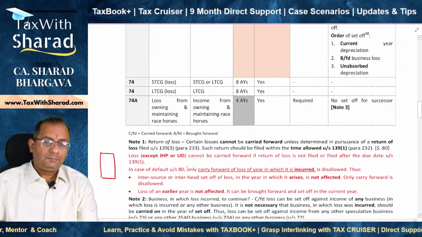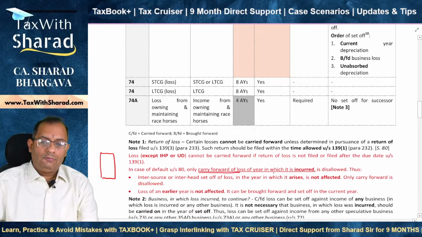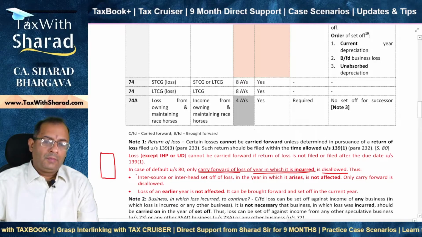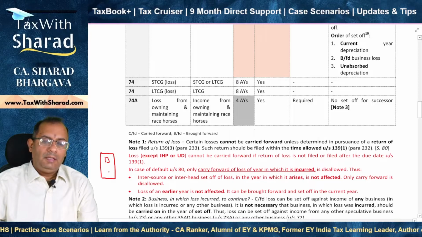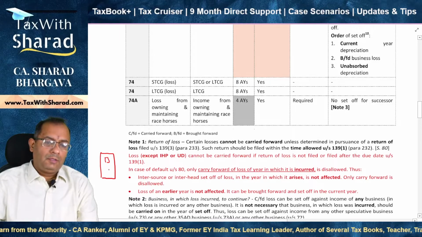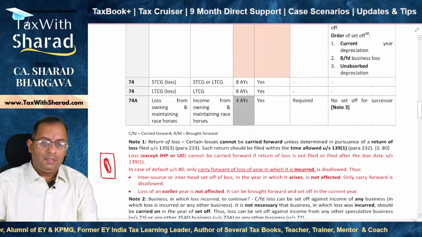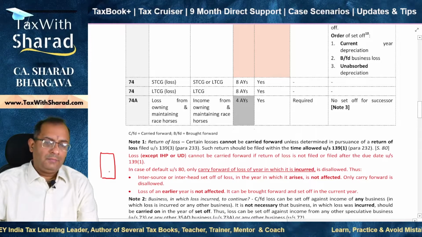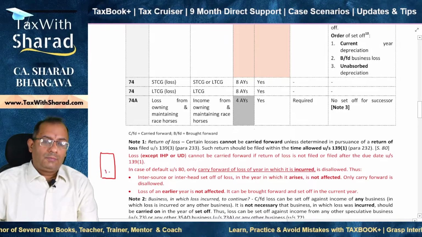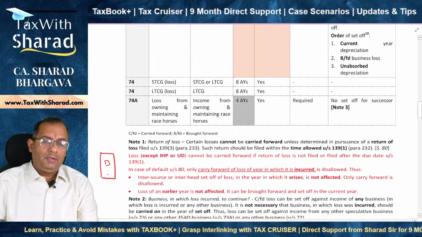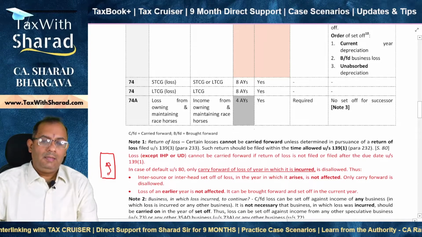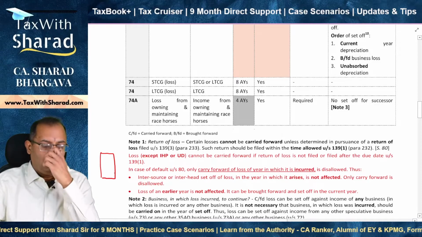Now, what this means is only carry forward of loss of the year in which it is incurred is disallowed. Therefore, if there is a business loss from one business, and there is income from another business in the same year, then you can still set off the loss against that income in the same year, because it's an intra-head set off under section 70. Similarly, if there is a loss under the business head, and if there is income under the other heads except salary, then you know that you can do an inter-head set-off. You can set off the current year's business loss with, say, the current year's house property income in the same year, even if you have not filed a return of loss within time.